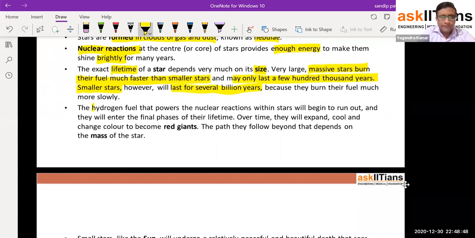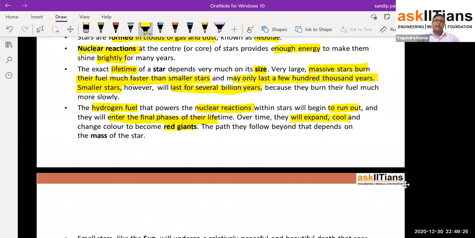Then there is the hydrogen fuel that powers the nuclear reactions within the star. So in our sun also there is hydrogen fuel, right? When this hydrogen fuel runs out, what will happen? Our sun or any other star will enter its final phases, right? So when the fuel in the core of any star, which is hydrogen, is finished, then the star will enter its final phase, right? And over time it will start expanding, it will cool, and it becomes a red giant, right?